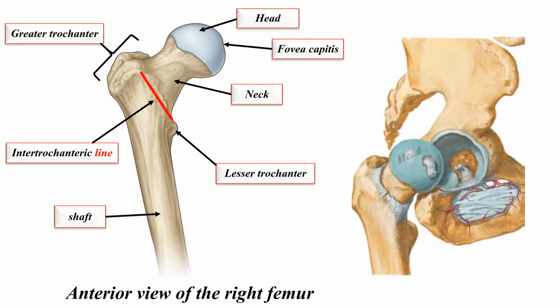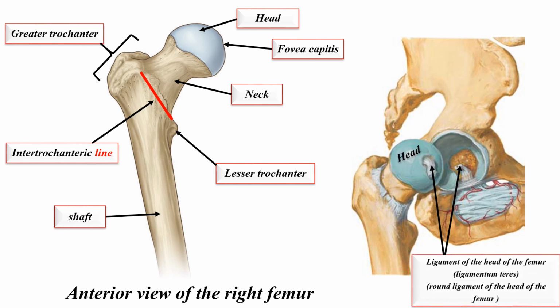This is the image for the hip joint, the right hip joint. This is the head of the femur. And this is the ligamentum teres, or the ligament of the head of the femur. It arises from the acetabulum and attaches to the fovea capitis. Also, it is called the round ligament of the head of the femur. Either you can call it ligamentum of the head, ligamentum teres, or the ligament of the head of the femur, or the round ligament of the head of the femur. This is the neck of the femur.